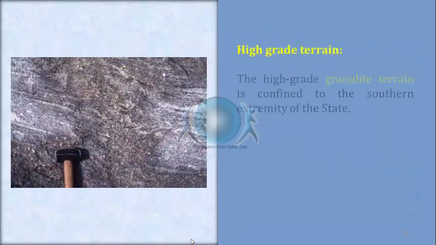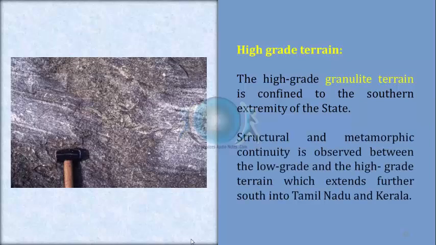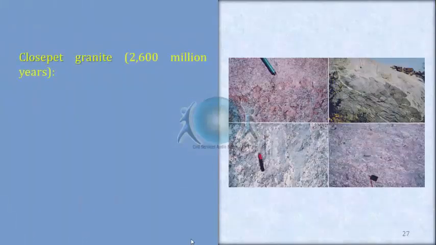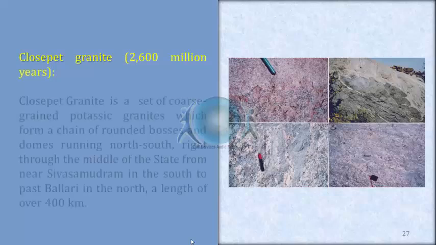High-grade terrain. The high-grade granulite terrain is confined to the southern extremity of the state. Structural and metamorphic continuity is observed between the low-grade and the high-grade terrain, which extends further south into Tamil Nadu and Kerala.